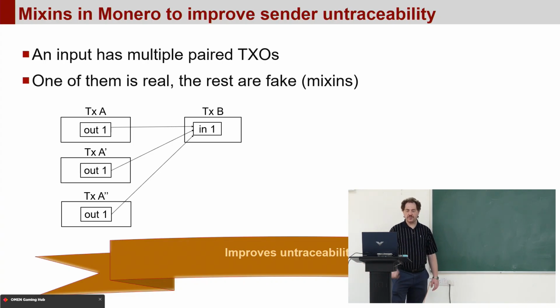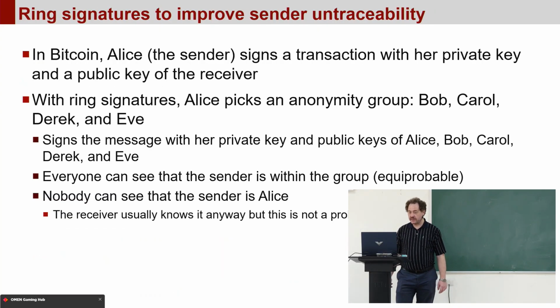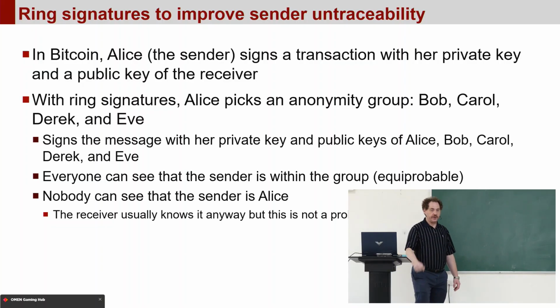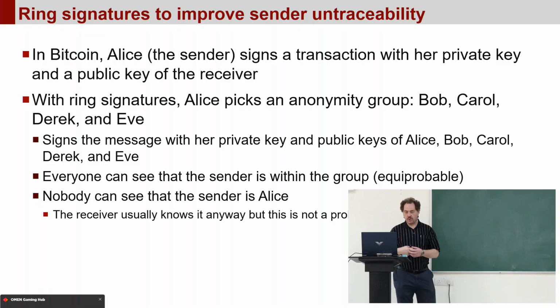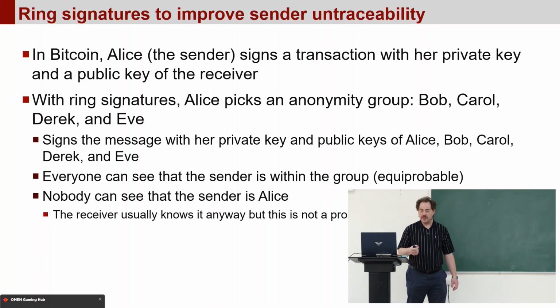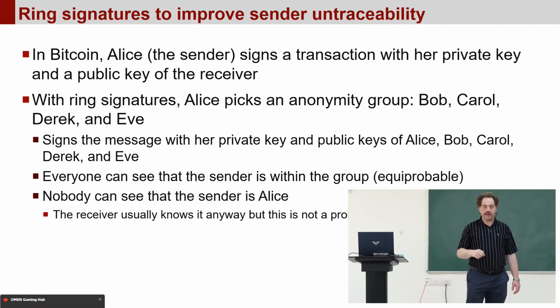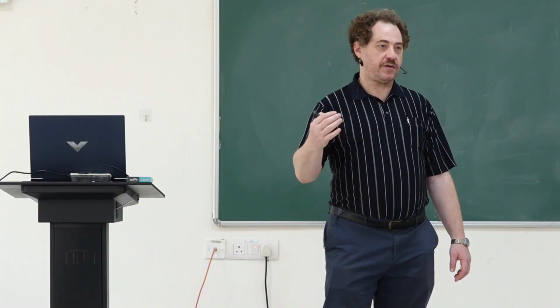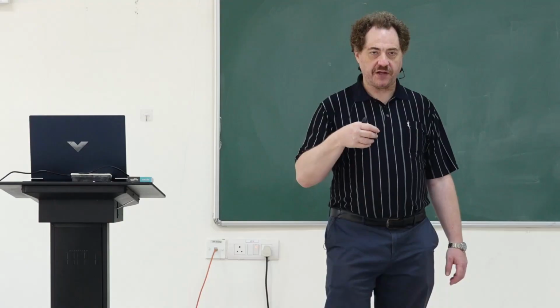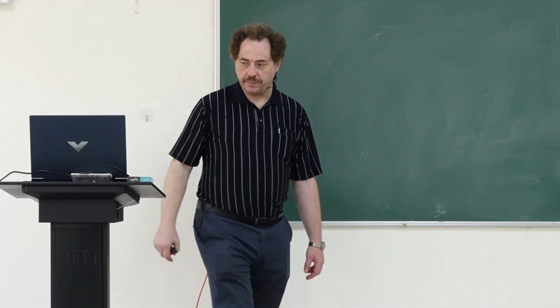How is this property achieved in Monero? The answer is that they use yet another cryptographic primitive, which is called ring signatures. So in Bitcoin, when Alice sends a transaction, she signs it with her private key and the public key of the receiver, to make sure that only the receiver can receive the funds using the receiver's private key, okay?